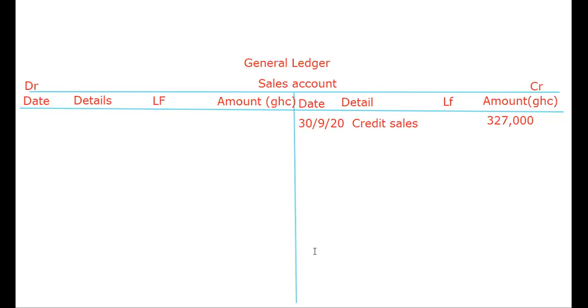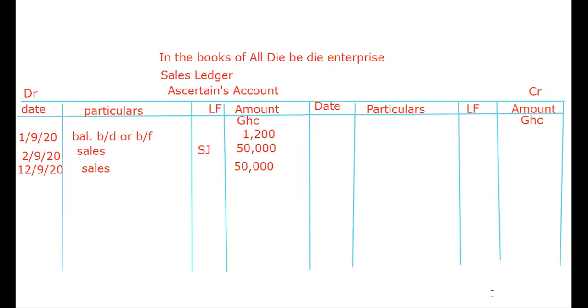And maybe at the end of August, he's owing us. Then on the 1st of September, we sell some goods to him on credit. Now, the question is, we are required to open the cash book alone. We were not asked to open the ledgers. So for that one, will you open the sales ledger and show Ascertain's account there? Or maybe if you receive the amount from Ascertain. If you are only asked to open the cash book, and this is credit, there's nothing cash about it.